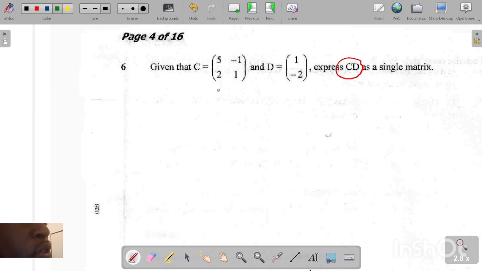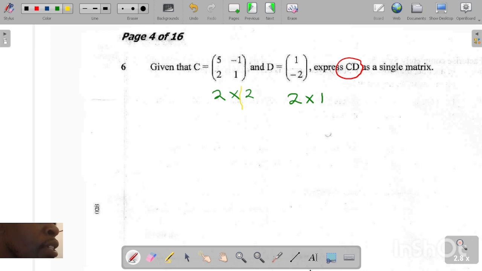The first thing you need to do is check the order. We have 2 rows, and how many columns? 2. So this is a 2 by 2 matrix. What about this one? How many rows? We have 2 rows. Then how many columns? We only have 1 column.